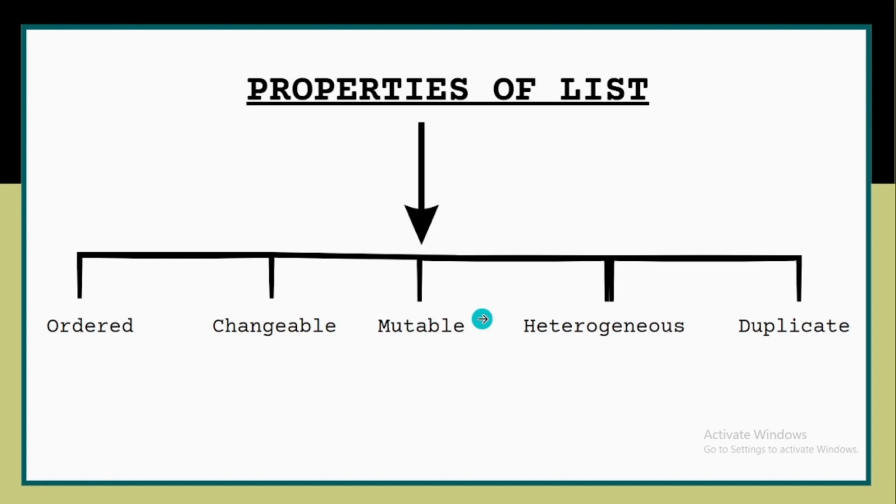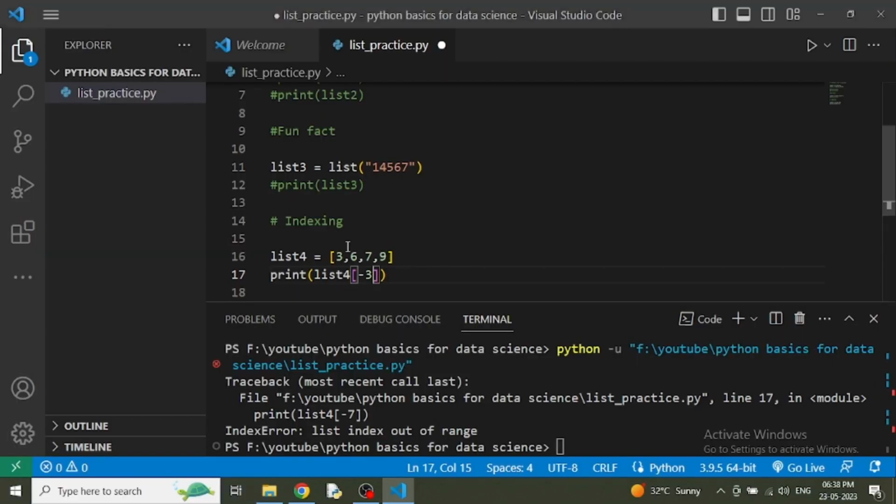Let us now discuss the properties of list. Ordered. Ordered simply means that the adding of elements should be from the last. But in some cases, this property changed. But in the general case, ordered means the elements are always added from the last of the list. Let us see with an example.